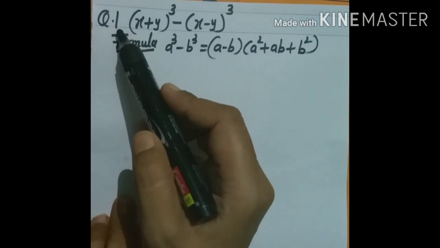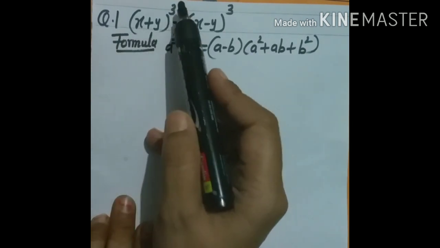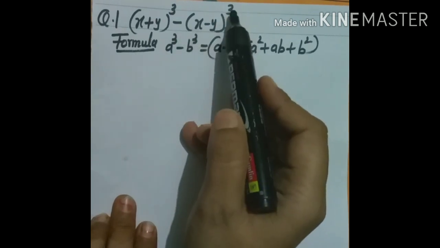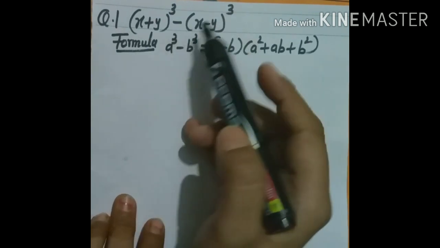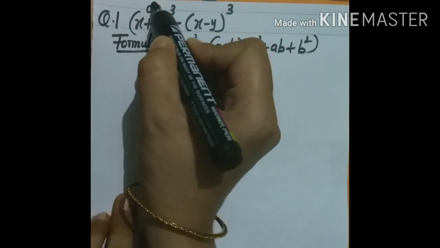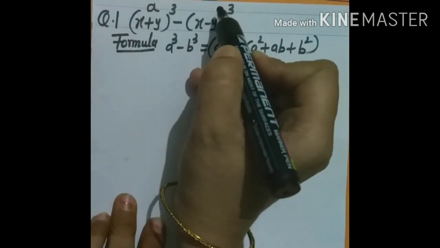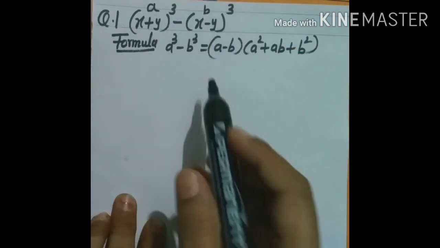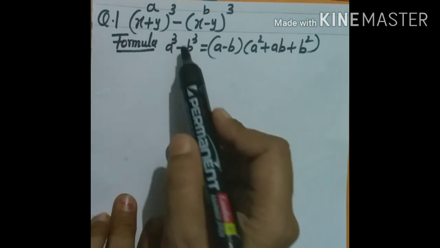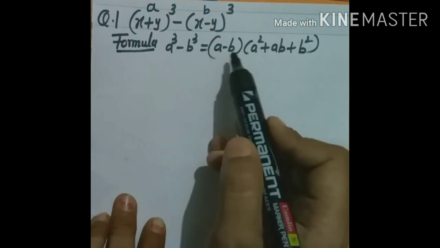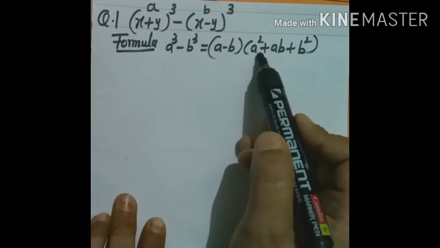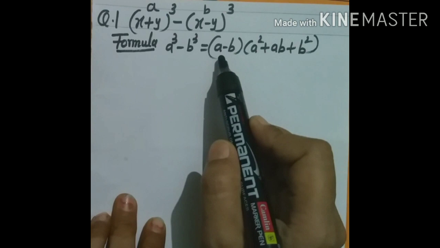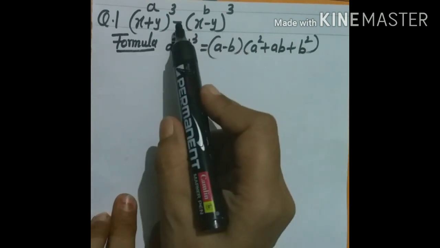Question number 1. (x plus y) the whole bracket raised to cube minus (x minus y) the whole bracket raised to cube. Here, children, this whole bracket you consider as a and this whole bracket we consider as b. Means a cube minus b cube. So which formula will we use, children? a cube minus b cube equals (a minus b)(a square plus ab plus b square). Here, children, we use this formula to simplify this expression.